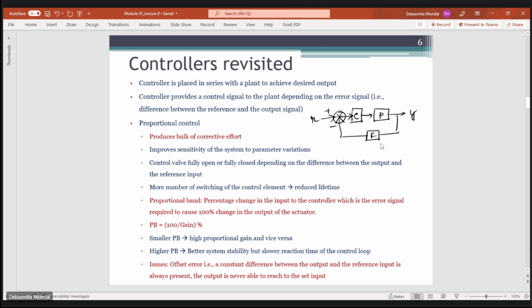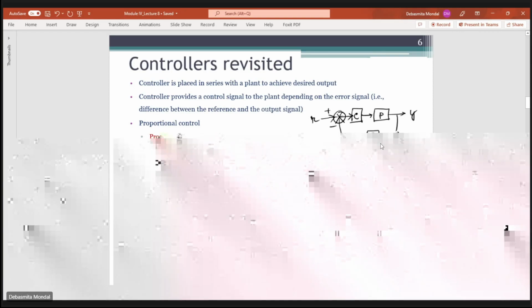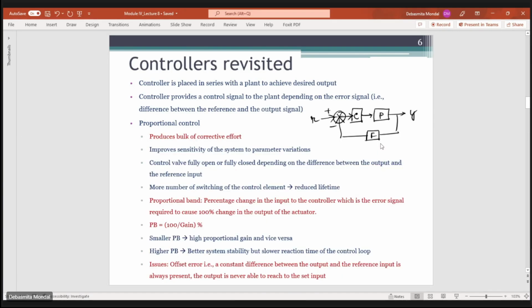Okay, so now let's just revise the proportional control that we have already studied. So proportional control basically produces the maximum of the corrective effort. So this is the first line of control action that is generally provided. Okay, and using a proportional control, it improves the sensitivity of the system to different parameter variations.